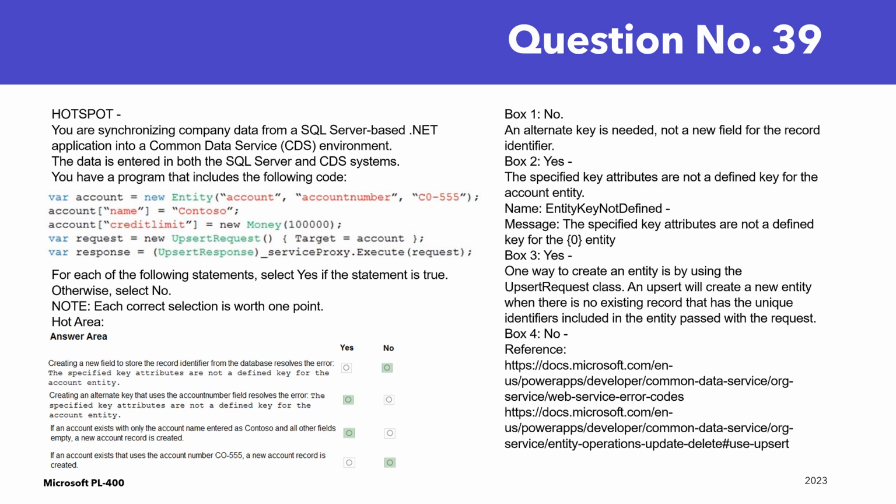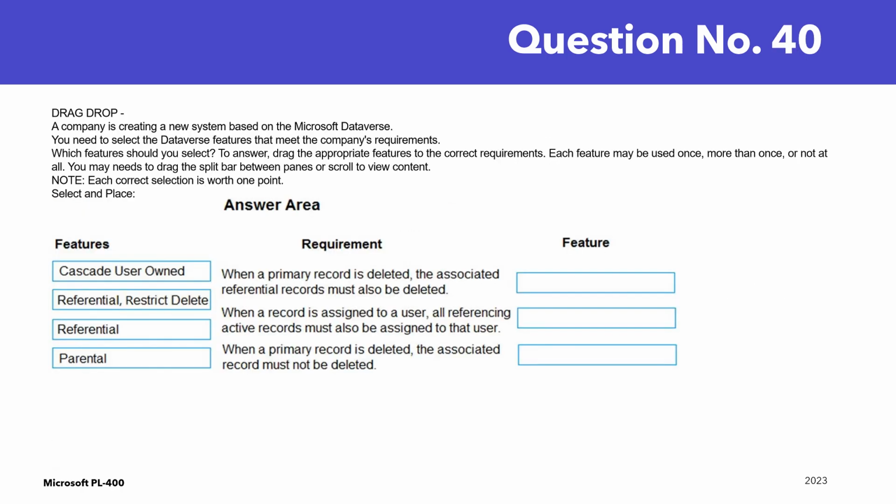Statement: No. Creating an alternate key that uses the account number field resolves the error. The specified key attributes are not a defined key for the account entity. Statement: Yes. If an account exists with only the account name entered as Contoso and all other fields empty, a new account record is created. Statement: Yes. If an account exists that uses the account number CO555, a new account record is created. Statement: No.